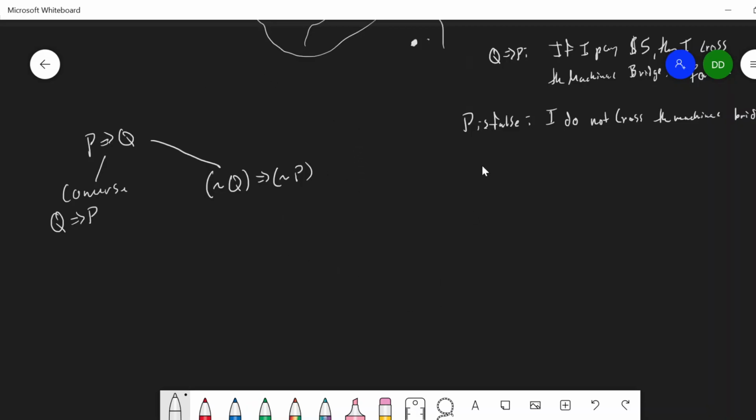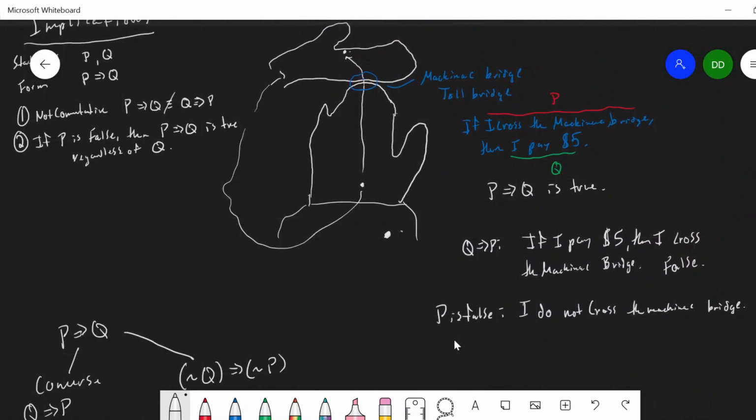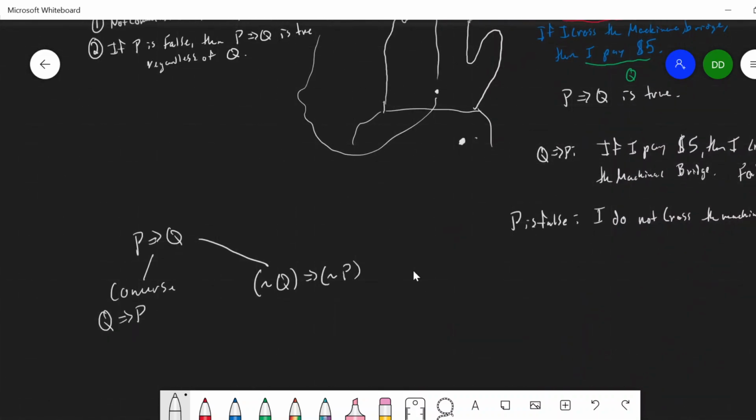So when we talked about this in the first video, I talked about how the operation is not commutative. So what we're really doing here is comparing the implication and its converse, Q implies P. In the example up here, Q implies P was if I pay $5, then I cross the Mackinac Bridge. And we talked through why that's clearly false, right? I can pay $5 and not cross the Mackinac Bridge. There's no cause and effect relationship there. So the converse doesn't always have the same truth value as the implication itself. So P implies Q is not always equivalent to Q implies P. They're not equivalent statements.